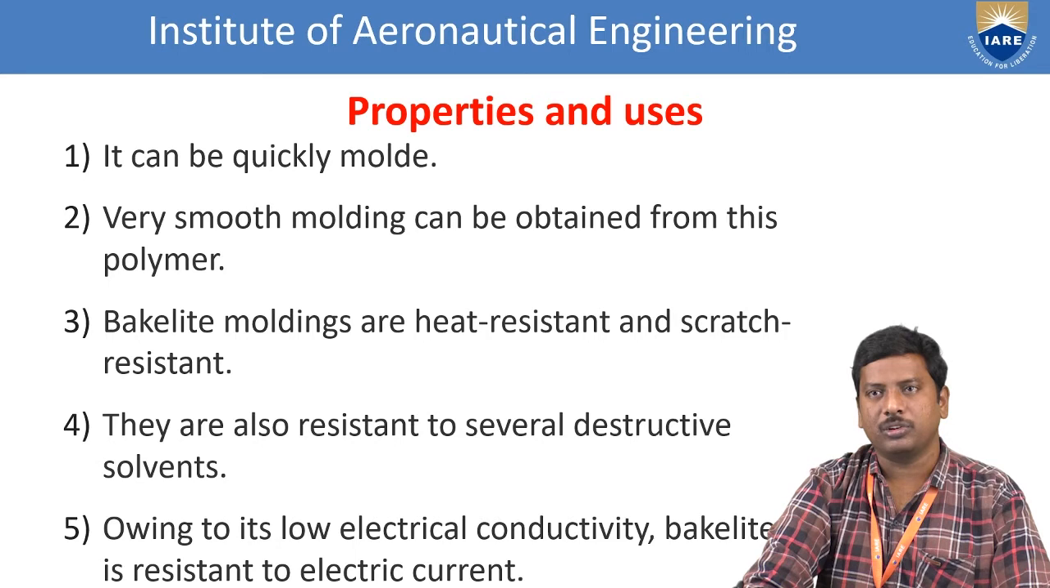Okay, so this is about the properties of the bakelite. The first is quick molding, and smooth molding can be obtained from the polymer. The third is that it can act as a heat resistant and scratch resistant material, and it is very resistant to many destructive solvents. Finally, because of its low conductivity, it can be used as an electric current resistant material. Okay, after that, next we see the uses.